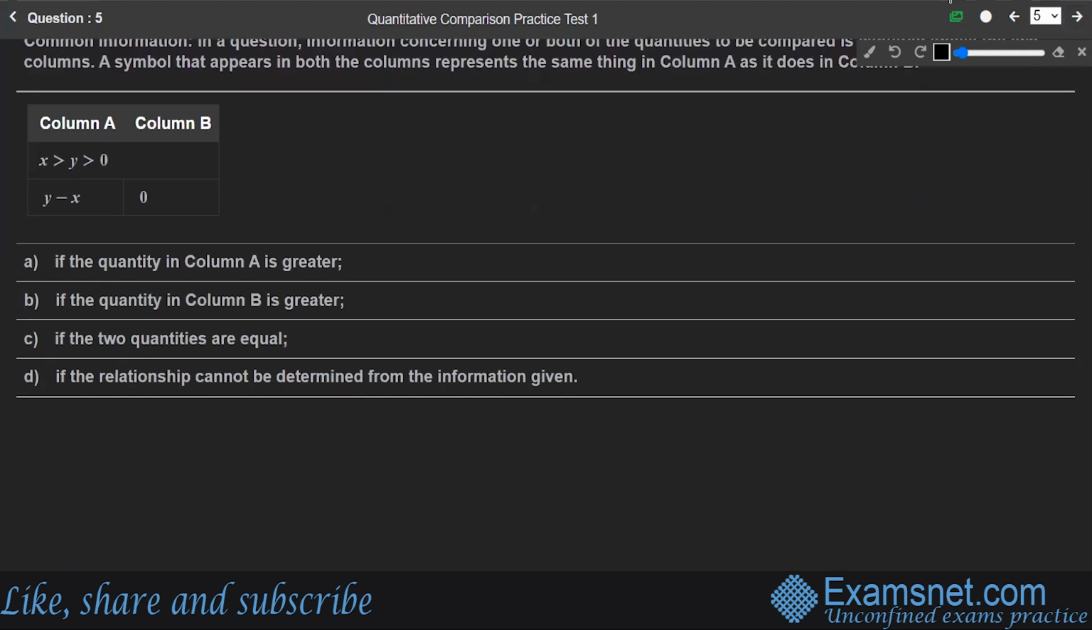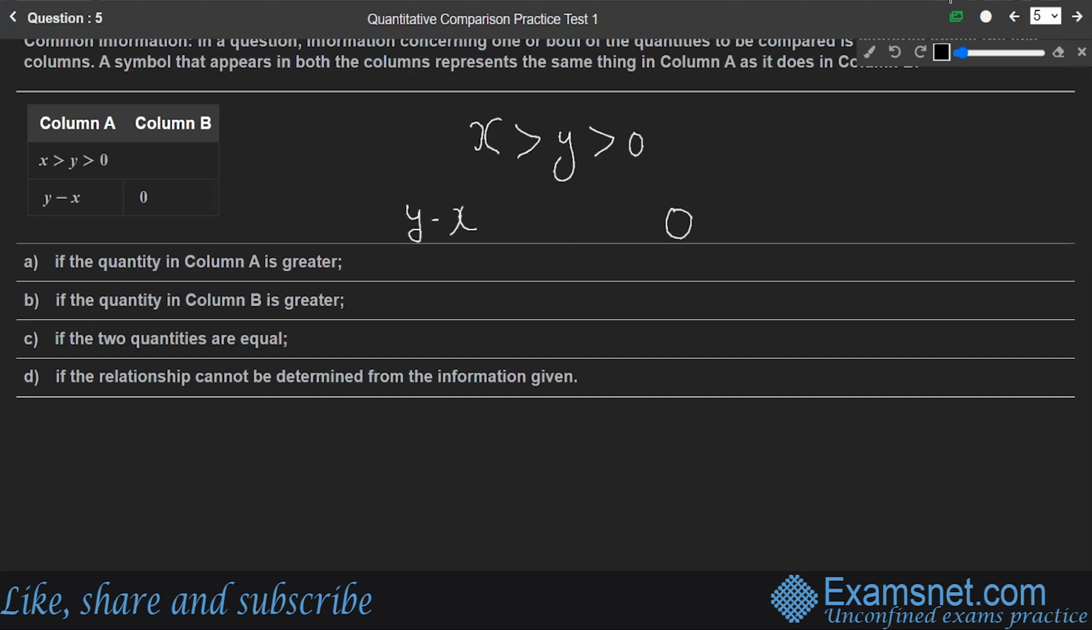Now in the next question, the information provided to us is x is greater than y is greater than 0. The first column says y minus x. We are supposed to verify whether y minus x is bigger or 0 is bigger.